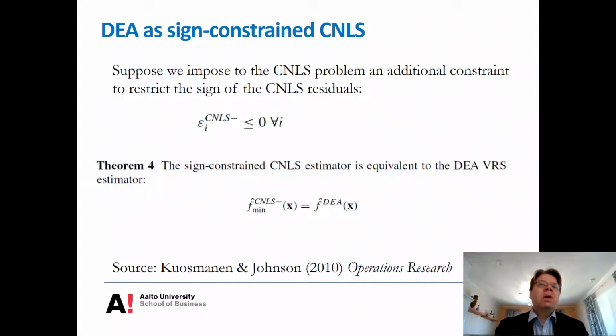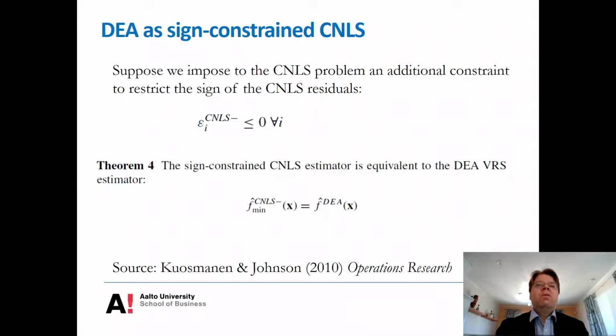So in some sense, if we do a parametric programming version of convex non-parametric least squares and impose this kind of sign constraint, then it can be shown that this convex regression subject to the sign constraint gives exactly the same kind of piecewise linear frontier as DEA. We showed this formally in the Operations Research article with Andy Johnson in 2010: if we impose the sign constraint for the CNLS problem, then we will always get the variable returns to scale DEA frontier.